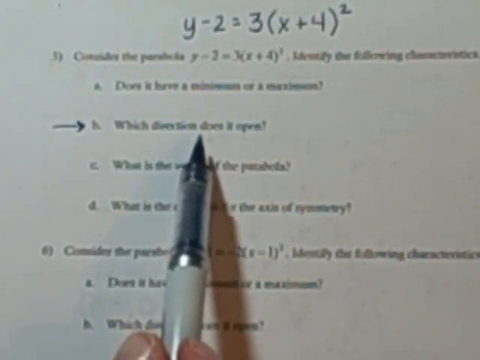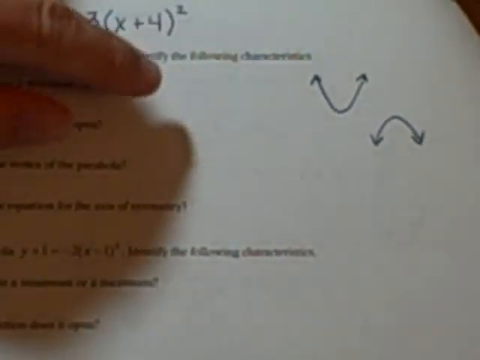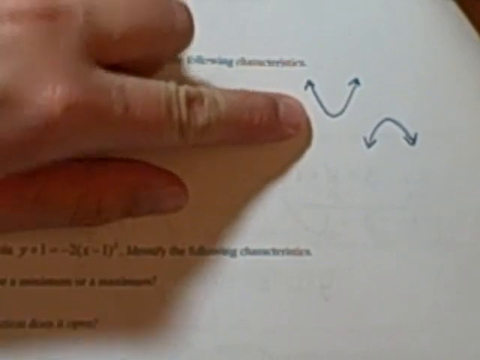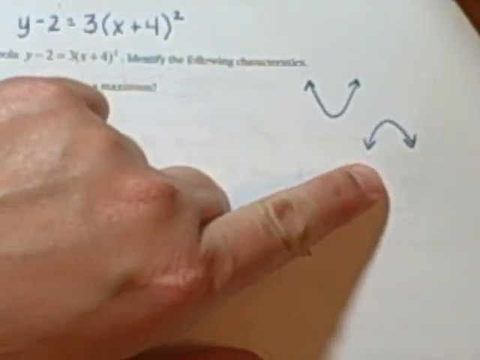Which direction does it open? Remember, parabolas can open up or down. So here's an example of a parabola that opens up. Here's an example of a parabola that opens down. Okay, the smiling face and the frowning face. There they are. Parabola that opens up and a parabola that opens down.